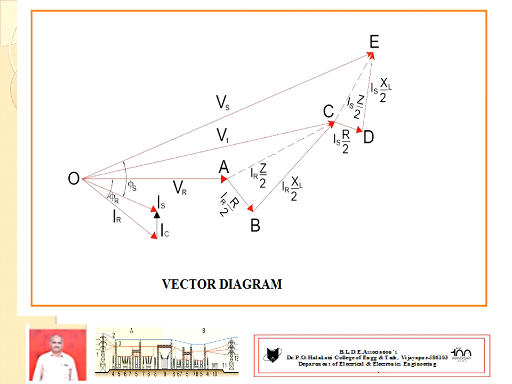So from O to E you join the point. So we are going to get the sending end voltage Vs. So you can analyze the things from the vector diagram only. Sir, same thing, complex notations. Okay, practice this vector diagram.